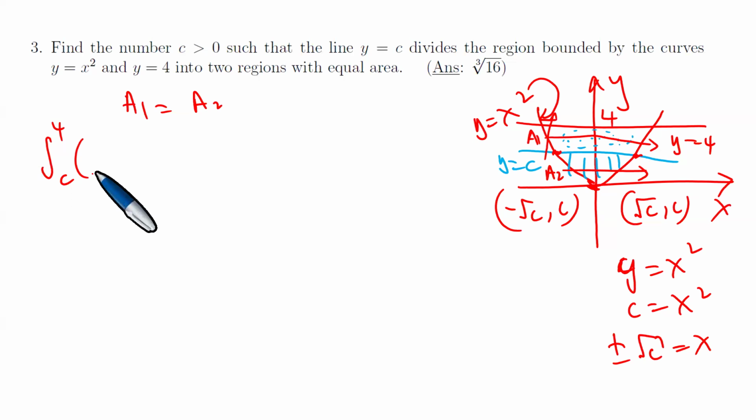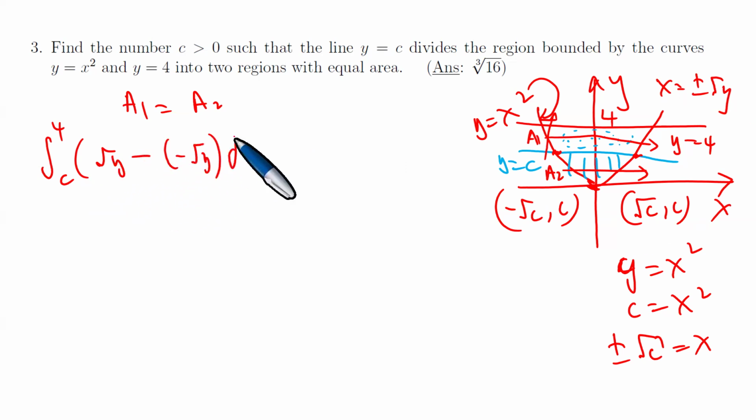What is the upper curve? If you integrate, it is right minus left. So now right is going to be exactly this one, which is x equals plus or minus the square root of y, but now you're dealing with the positive here. So right is the square root of y minus left, which is minus the square root of y, dy. And then plus, integrating from c to 4.